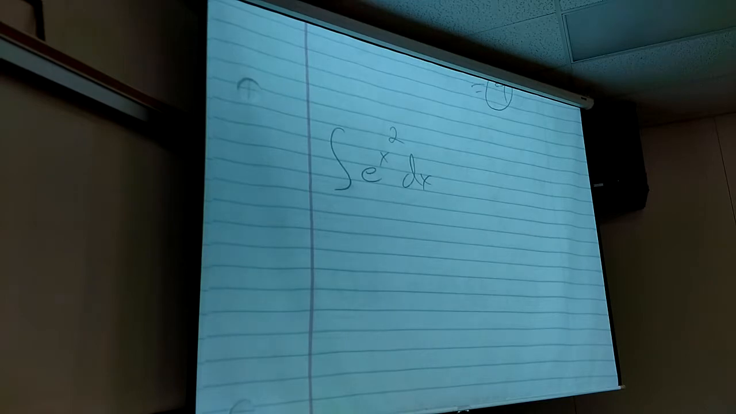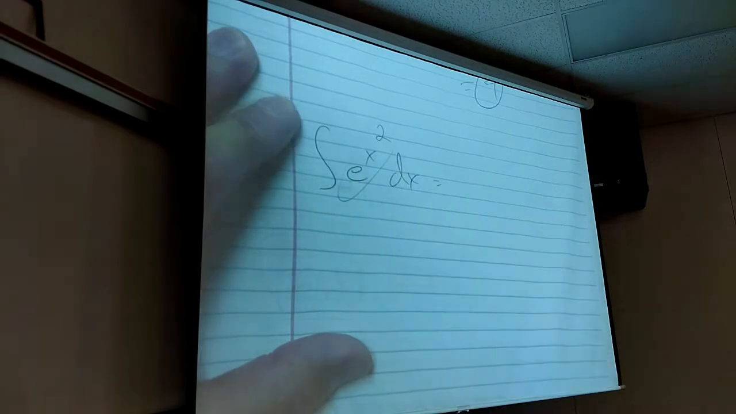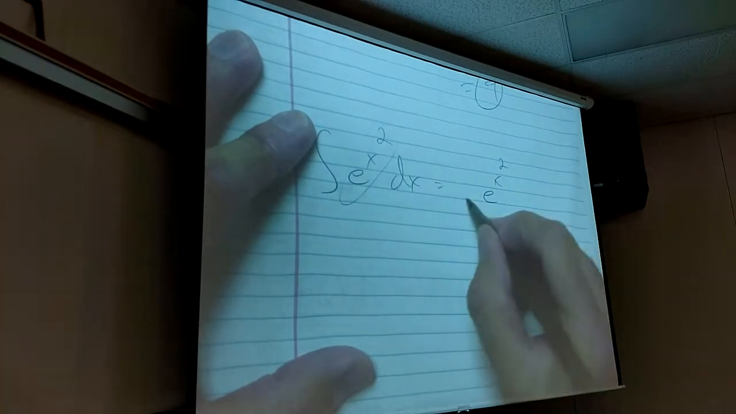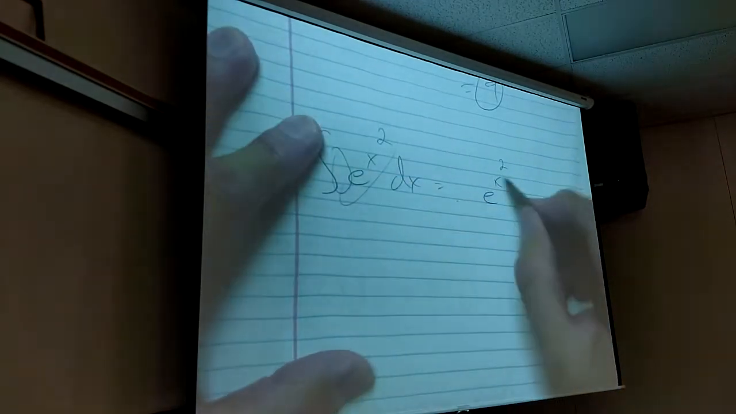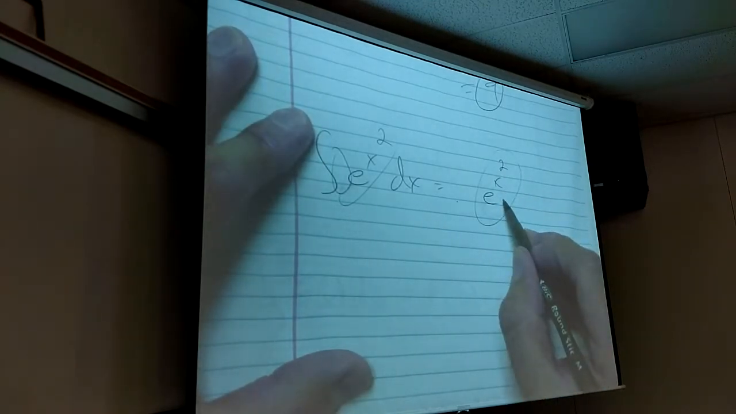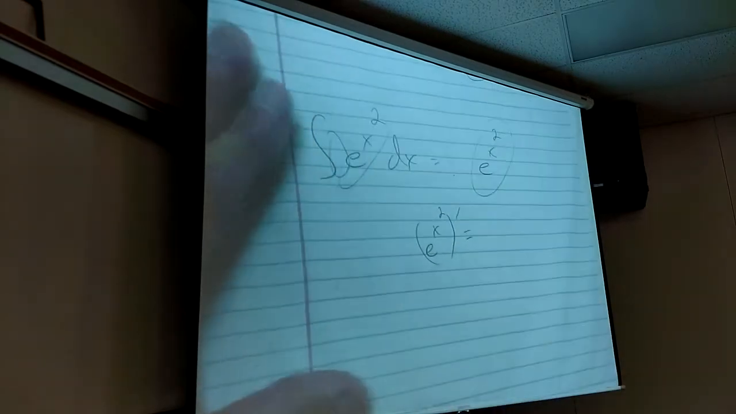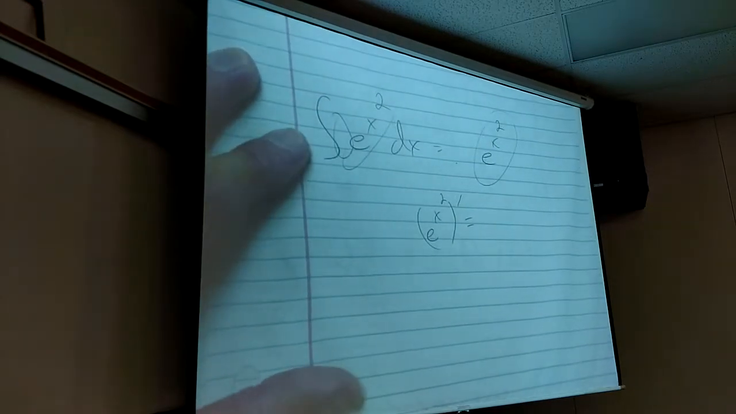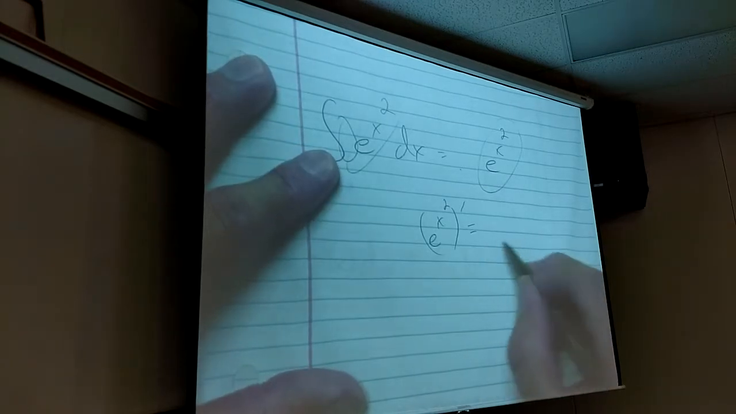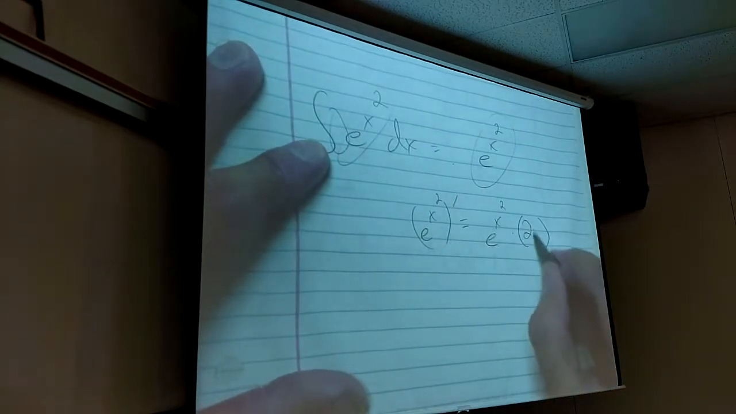Why can I not find that guy's antiderivative? Any e thing, where should it have come from itself, right? But the minute I write this down, what's supposed to be here for this to work? What's the derivative of this? What's the derivative of e to the x squared? What's the derivative of e to anything? E to that thing, times what rule comes in? Chain rule comes in, 2x.